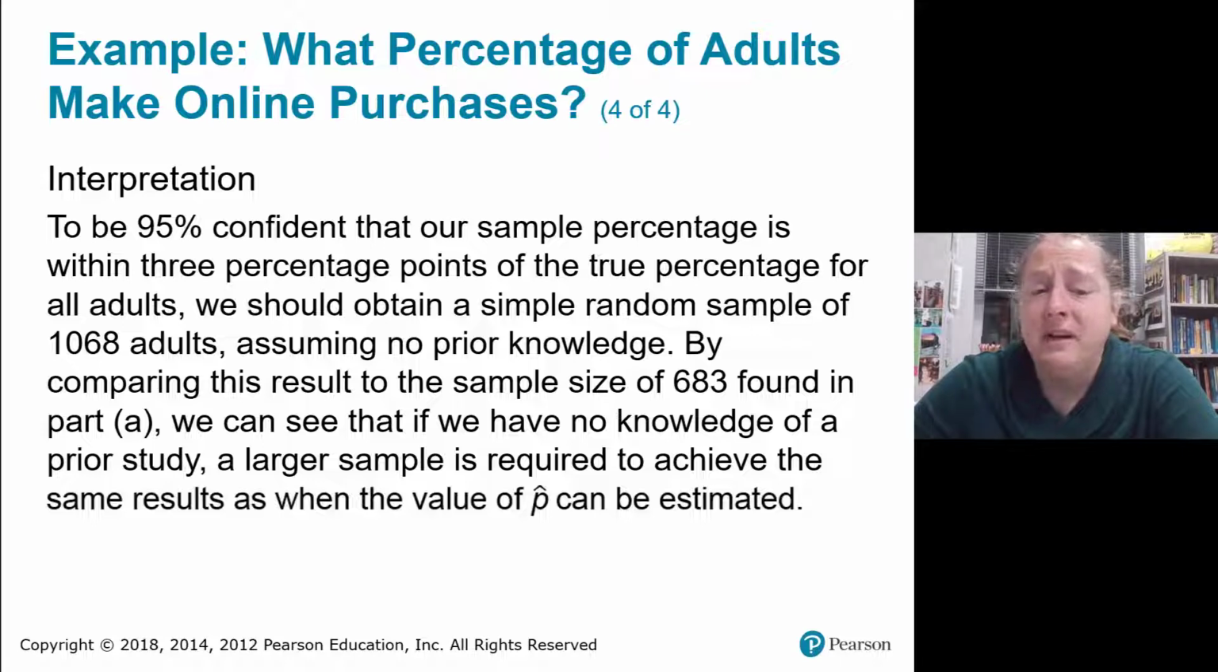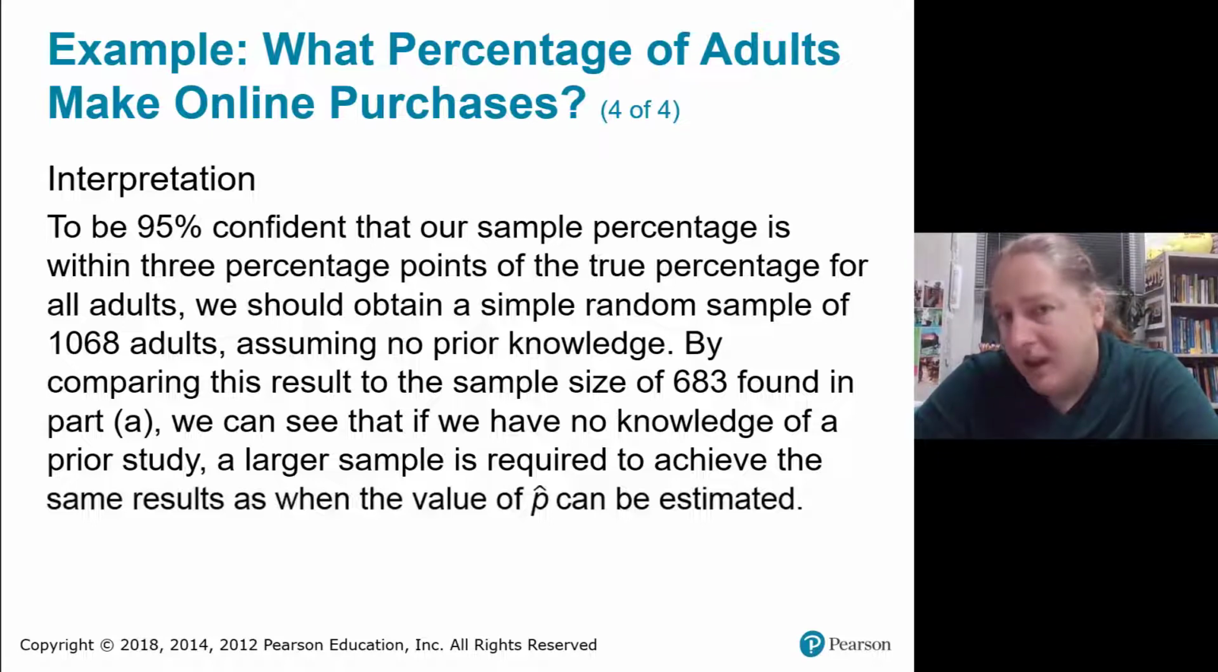But by comparing this result to our sample that we found in part A, when we had 683 would be needed, we can see that a larger sample is required to achieve the same results when we don't know anything about that p hat value.